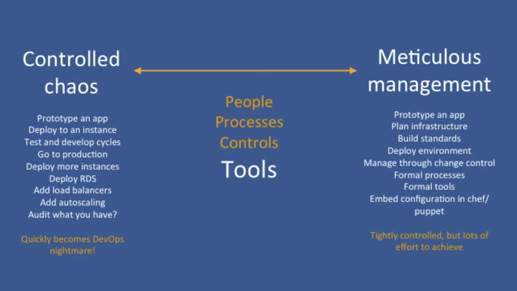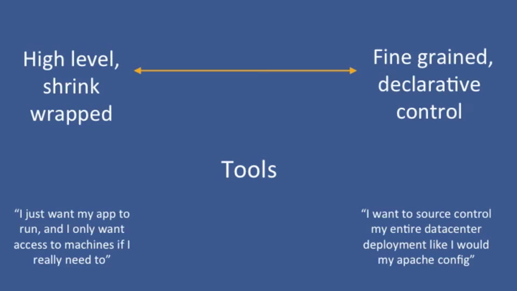great deal of automation. And the sorts of tools that you apply to automation would sit at either end of the spectrum depending on where you come from. So let's look at that aspect of where you might come from. So if you're in a controlled chaos end of the spectrum, you might be looking to achieve some high-level shrink-wrapped environments. You might have a developer-centric organization that just wants the application to run, and it doesn't really care about the infrastructure below, and only wants access to that if they really need to.